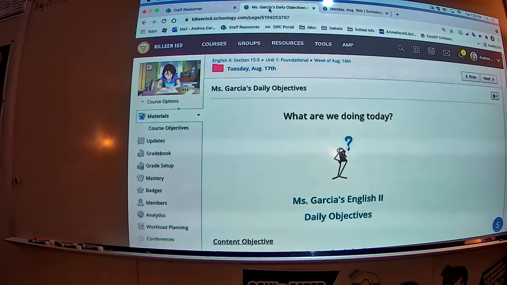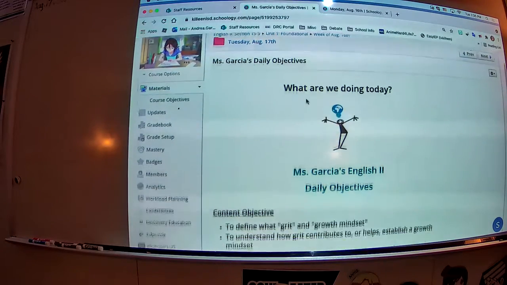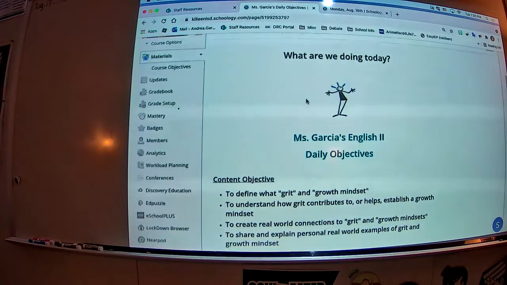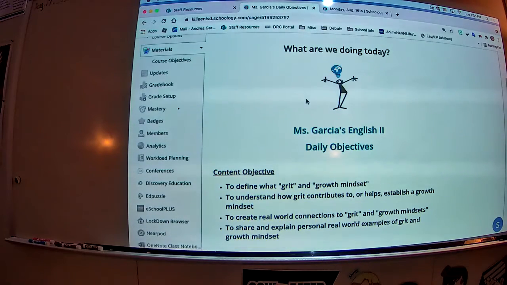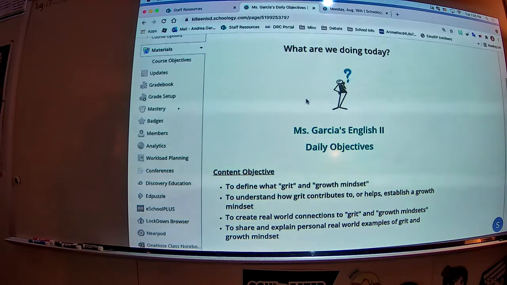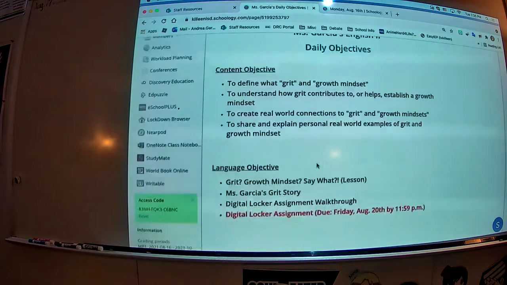All right. So today, what we're going to be doing is we're going to define what grit and growth mindset means, and to understand how grit contributes to establishing a growth mindset, create real world connections to both of those, and also share and explain personal real world examples of both grit and growth mindset. So we're going to go through a lesson.